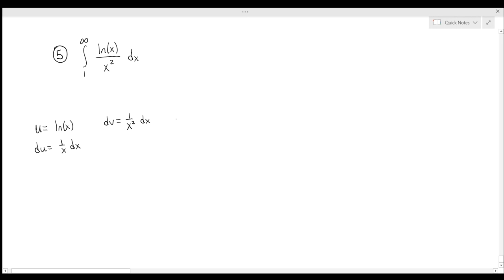So remember that 1 over x squared is the same as x to the negative 2. So to get v, when we integrate this, we're going to add 1 to the exponent, and then divide by the new exponent. And then here, if I were to rewrite this, I could write it as negative 1 over x, okay?